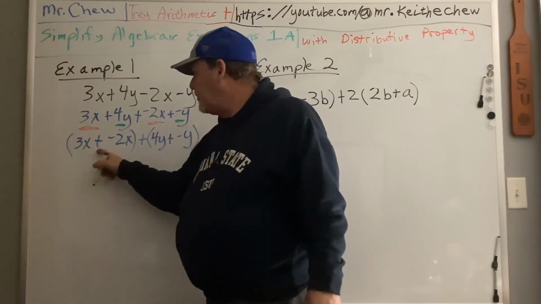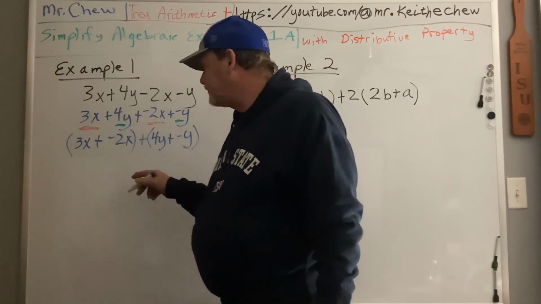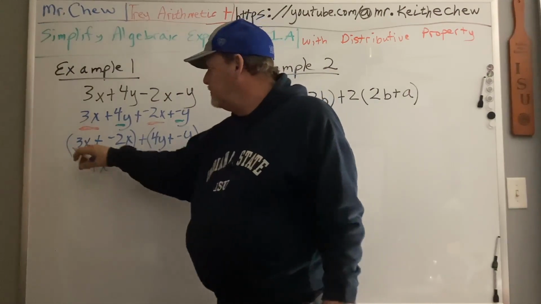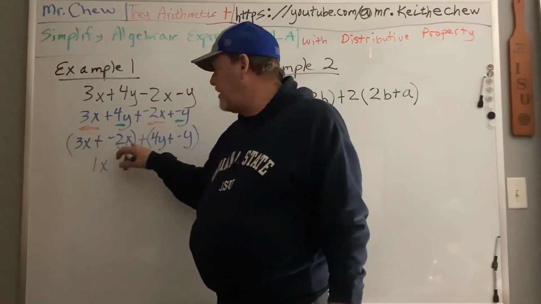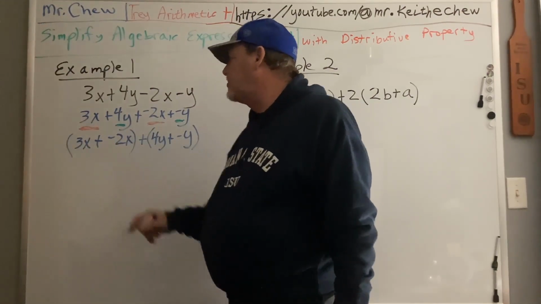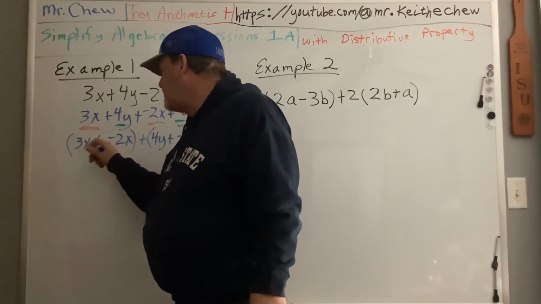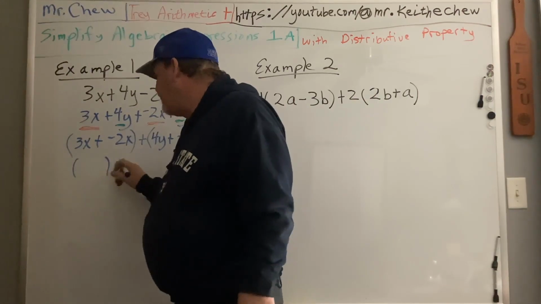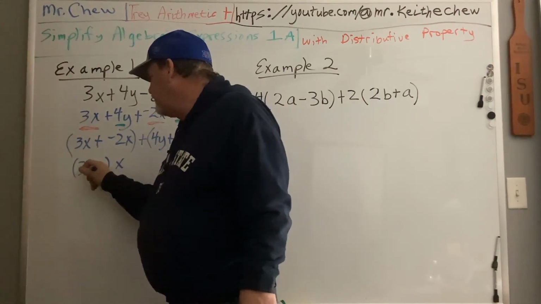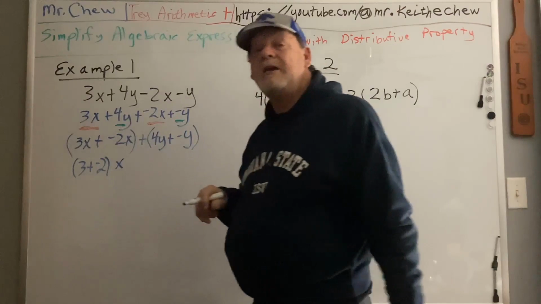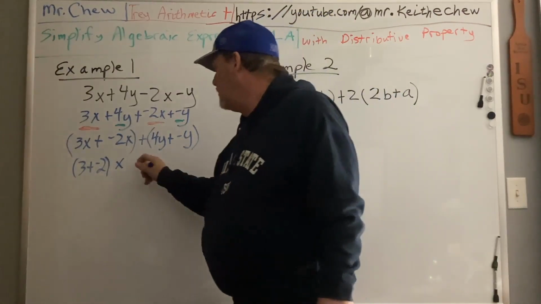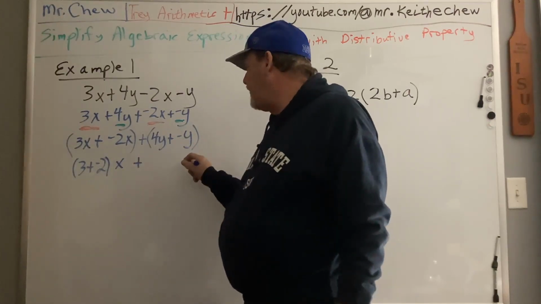So 3x plus negative 2x is 1x. The 3 plus the negative 2 is 1x. I'm going to show an extra step here. We can say that they both have x's in them, and I can factor that x out. Some people don't need to see that step, but some people do. And let's do it on this side. We're factoring out a y.